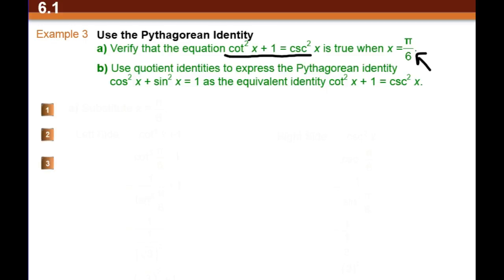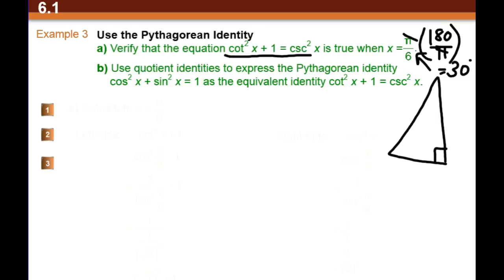If we switch that to a degree, even looking at your unit circle, what degree is pi over 6? Or if we needed to change it, we would multiply by 180 over pi, and the pi's would cross. 180 divided by 6 is 30. So we're talking about a 30-degree angle, which means we're talking about this special triangle.